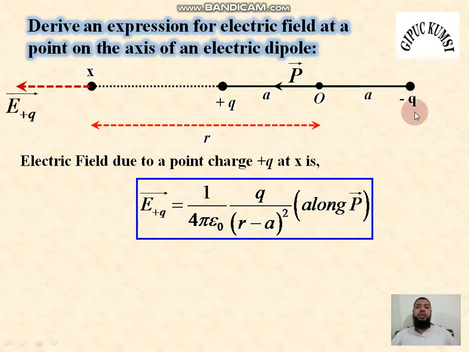Minus q, what is the electric field? Due to the negative charge the electric field is always radially inwards, as we have read.